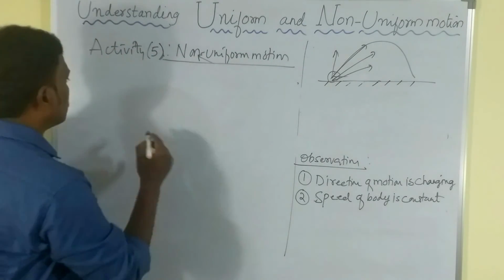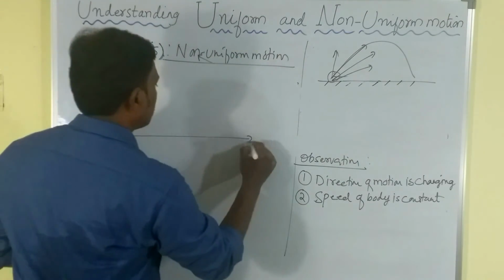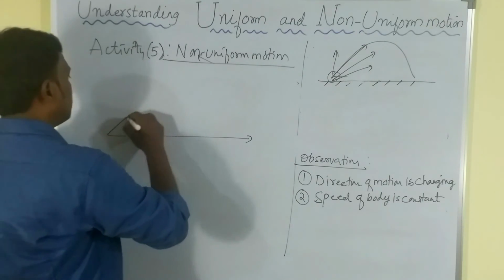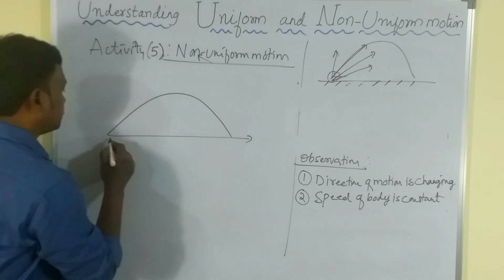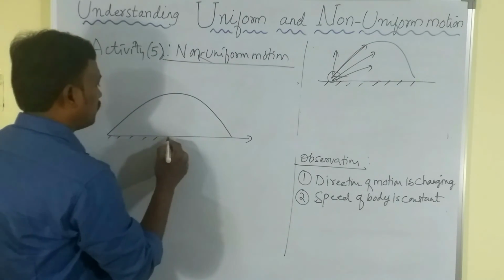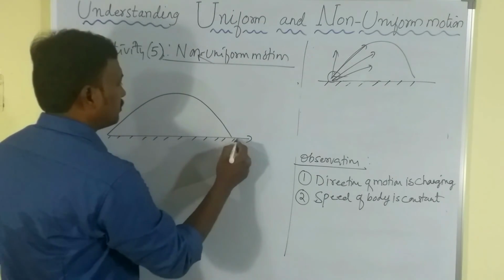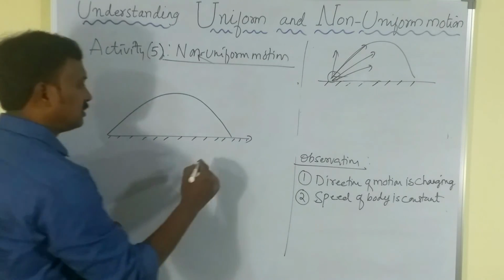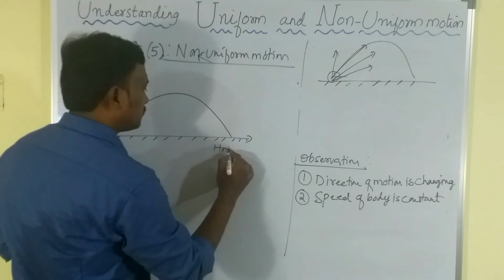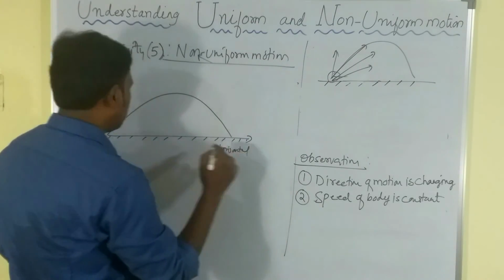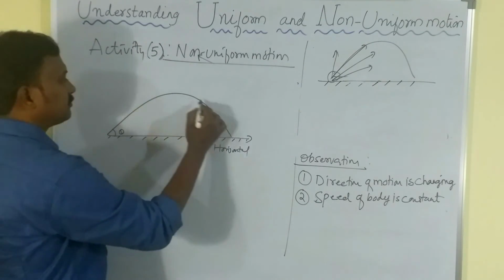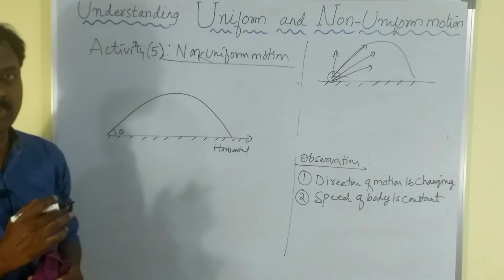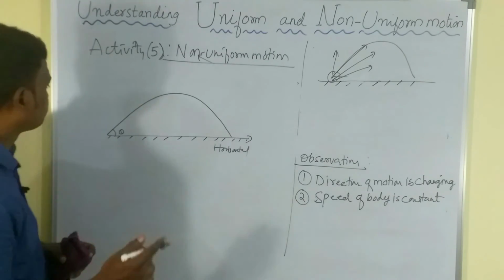Okay, so I am going to show that direction. The ball is traveling like this. When you throw a ball making some angle with the horizontal, then the ball will follow this kind of path, a parabolic path.